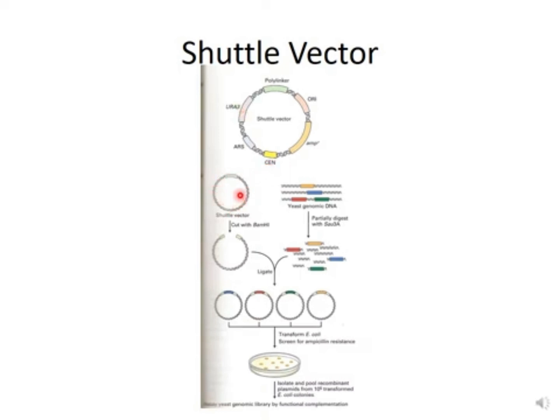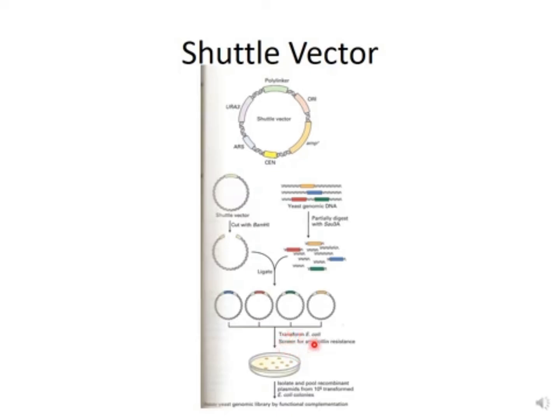So the shuttle vector is also cut with a specific restriction enzyme, which we also use with the DNA fragment of interest. Then we insert the DNA fragments that we are interested in within the shuttle vector, and we ligate them to make a recombinant shuttle vector. Then we transform these vectors into an E. coli cell and screen for ampicillin resistance.